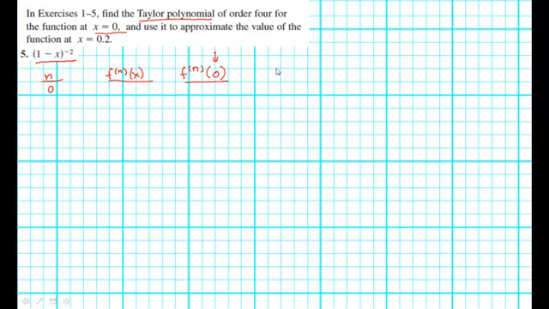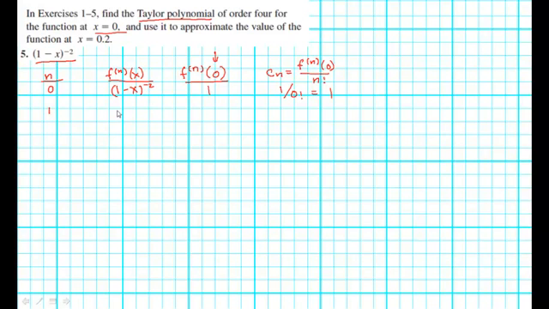And then my last column is that the coefficient on the nth term is going to be the nth derivative at 0 divided by n factorial. So we start with the 0th derivative, which is going to be the function itself. And when I plug in 0, I'm going to get 1 to the negative 2 power, which is 1. And that means we get 1 divided by 0 factorial, which is 1. Let's go ahead and find the next term.